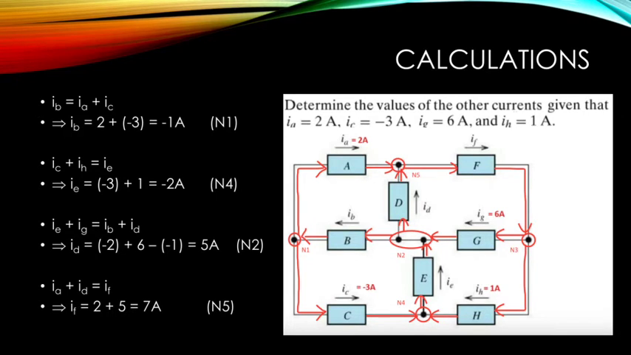Then we can focus on node 2. Notice how there are two nodes right next to each other. These two nodes can be taken as a single node, as there are no elements between them. This equation gives us IE plus IG is equal to IB plus ID. Doing the math and rearranging where needed, we get the value for ID, which is 5 amps.